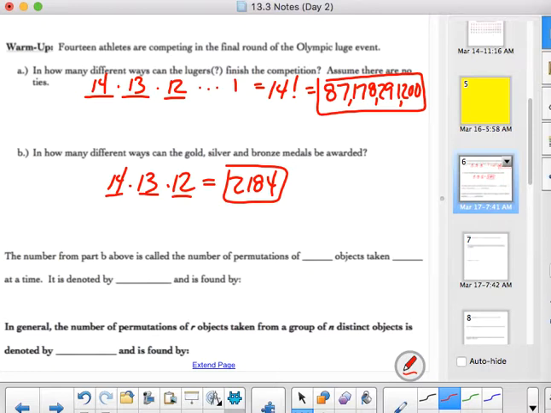Okay, so if we take a look at the question from Part B, we'll continue with the notes here. The number from Part B above is what we call a permutation. It's the number of permutations of 14 objects taken 3 at a time. The notation for this is a 14, almost a subscript, and then a capital P and then a subscript 3. So permutation is where the order is important.